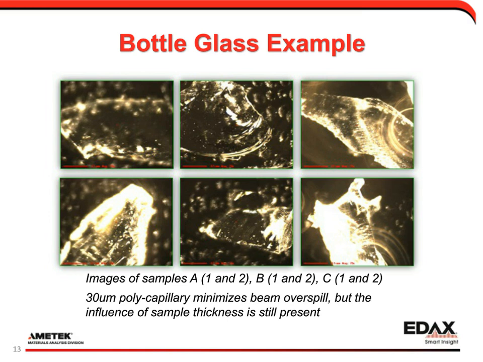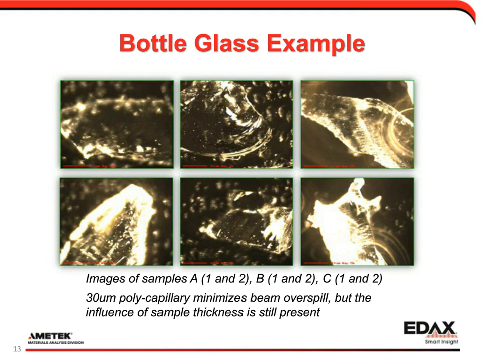The beam overspill is quite eliminated in this instance because we're using a 30-micron polycapillary, so beam overspill is not an issue. But since the samples are no more than maybe a millimeter thick, we still have the influence of sample thickness, as we saw. So although the samples look relatively large and certainly big enough for a 30-micron polycapillary to get stable spectral data, in actual fact, they are not thick enough to get results like that.